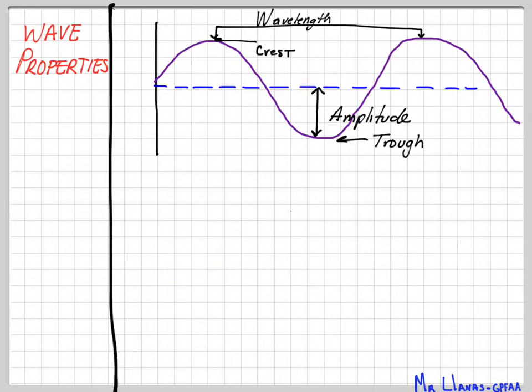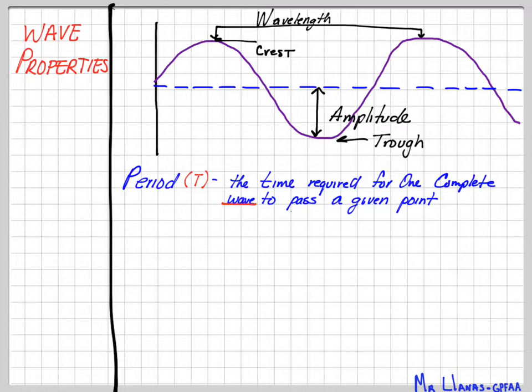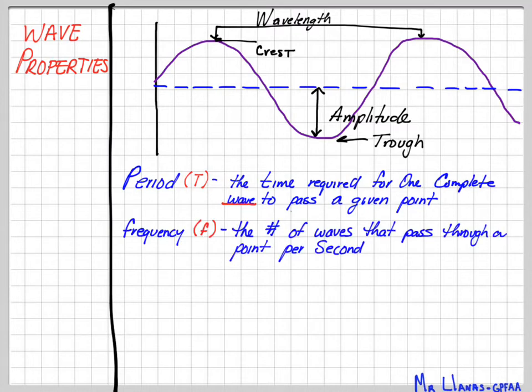All right. We looked at the properties of a wave. We said that the wavelength of a wave is the distance between a crest and a crest, or a trough and a trough. The crest being the highest point on the wave, and the trough being the lowest point of the wave. And then we also talked about the period, which is the time required for one complete wave or cycle to pass through a given point. Okay, and it is measured in seconds. Remember that.